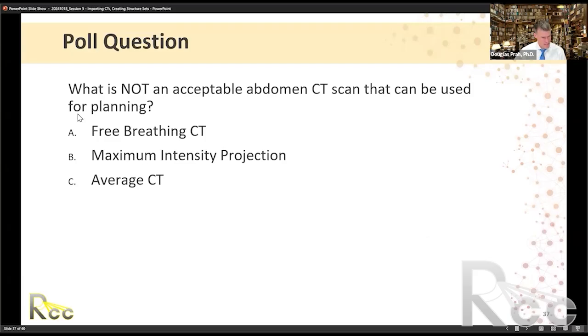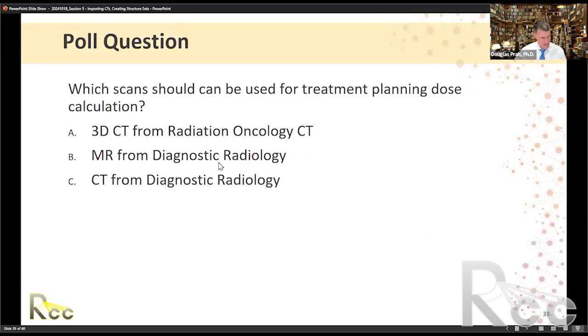A free breathing scan, as I mentioned, might not necessarily be ideal, but it's usually very close to the average 4D scan. The maximum intensity projection is going to overestimate our target volume, especially in lung, and it may overestimate the densities that we're going to treat through. So this one probably would not be acceptable. And then the average CT is kind of your ideal. So in this case, the answer is B, maximum intensity projection. We do not want to be using that.